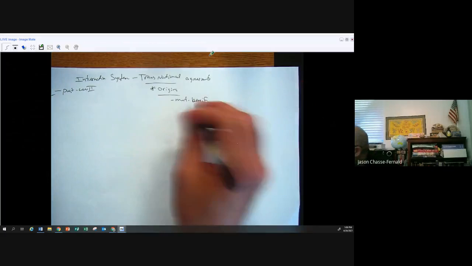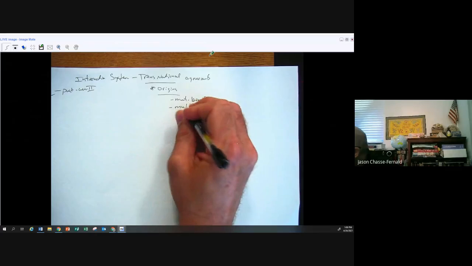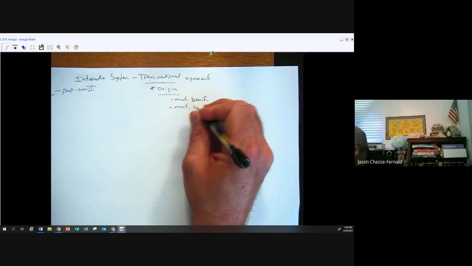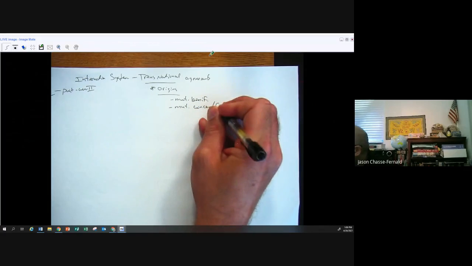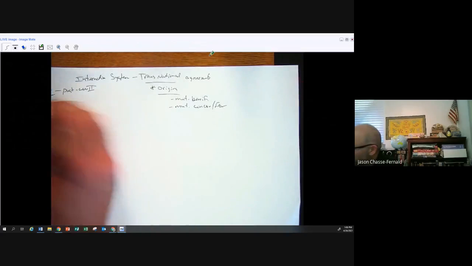Mutual benefit's a good reason. Mutual concern, fear. Okay, and this is generally why we see these things rise. It is in the best interest of both parties or multiple parties to join these kinds of arrangements, right? So we talk about the UN.